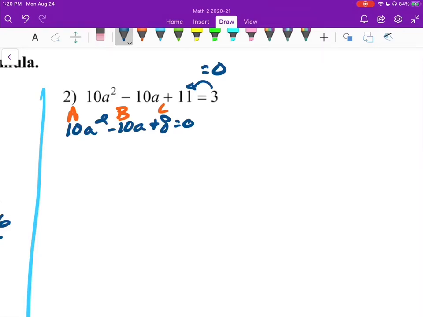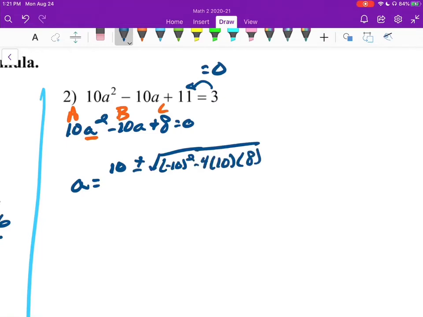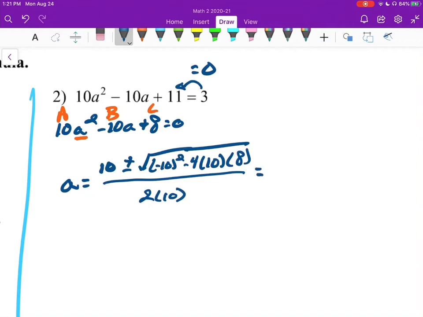You need to have that note out, be able to look at it, and be able to follow along with me as I do it. So we're going to have a equals, this time it's a because our variable is a, 10 plus or minus the square root of negative 10 squared minus 4 times 10 times 8 all over 2 times 10. x equals the opposite b plus or minus the square root of b squared minus 4ac all over 2a. I was just double checking it on my own.